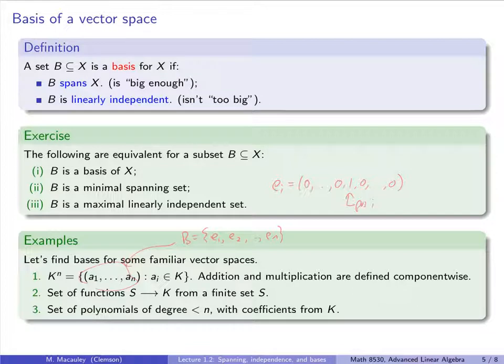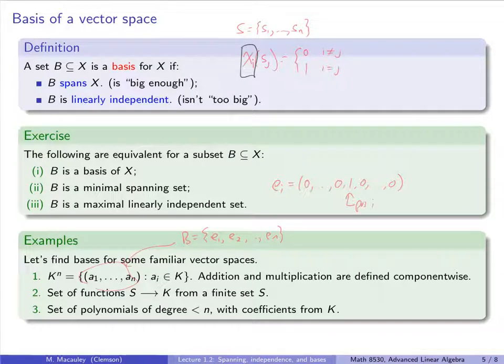So similarly, suppose S is the set S1 up to Sn. So one basis is, you can call these characteristic functions. So chi i of Sj equals 0 if i is different than j, and 1 if i is equal to j. So there are n of these functions, and those will form a basis. Again, not the only basis.